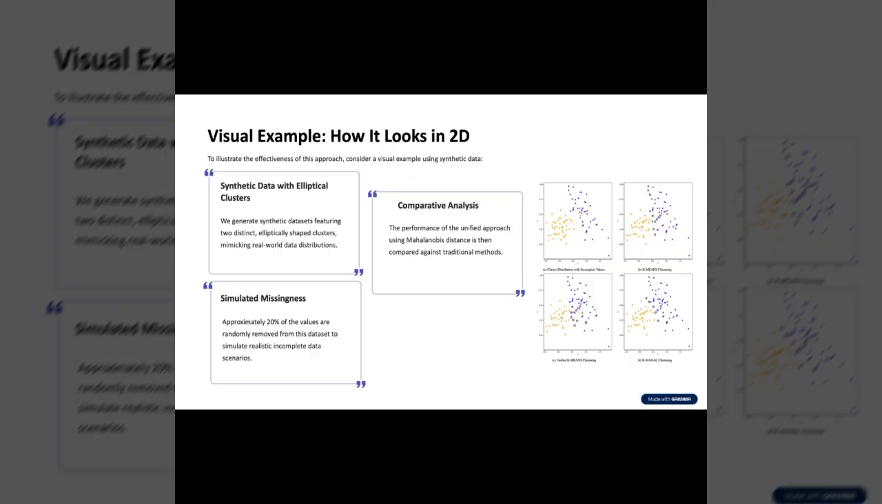Here's a simple example with synthetic data. We generate two elliptical clusters in 2D, randomly remove some values, and compare three methods: impute plus k-means, unified approach with Euclidean distance, and unified approach with Mahalanobis distance. You can see the unified Mahalanobis approach recovers the actual structure much better. Imputation plus k-means bends boundaries in weird ways because the missing values are filled without cluster knowledge.